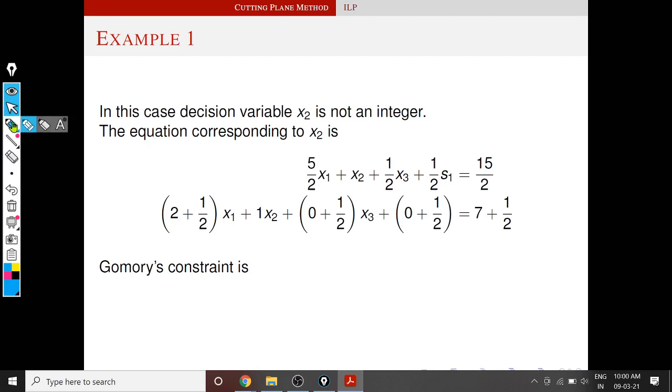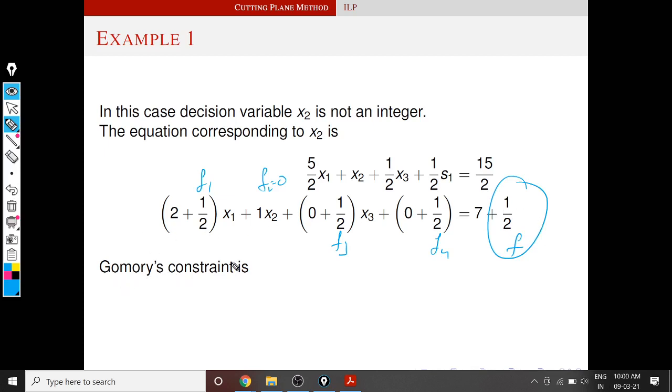So what is our f1? f1 is 1 by 2. What is f2? f2 equal to 0. This is f3, this is f4, like that. This is our f. f is 1 by 2. f is always in between 0 and 1.